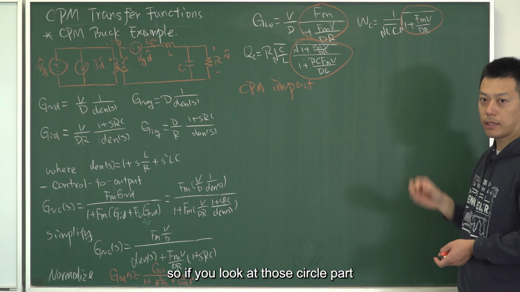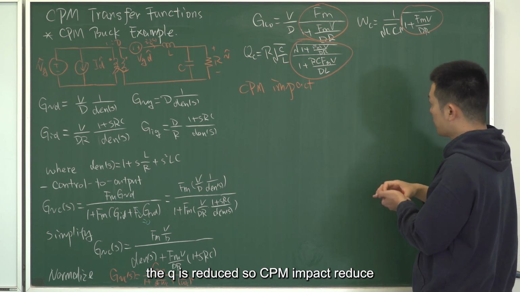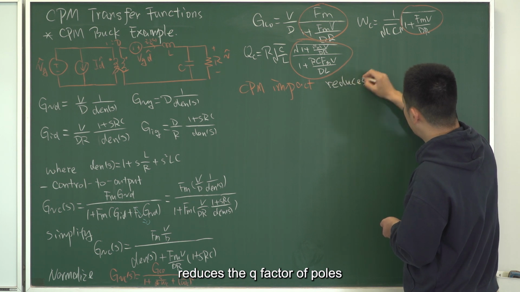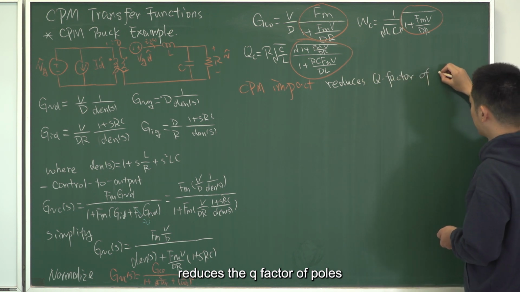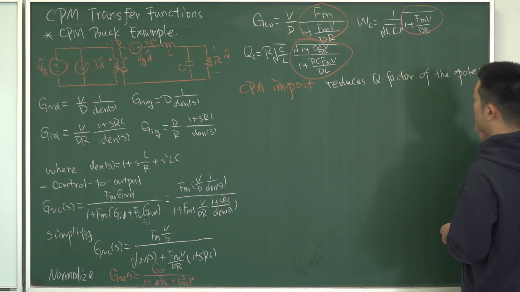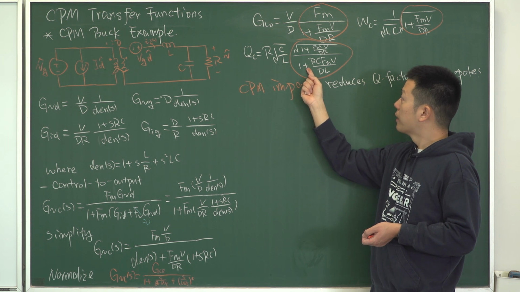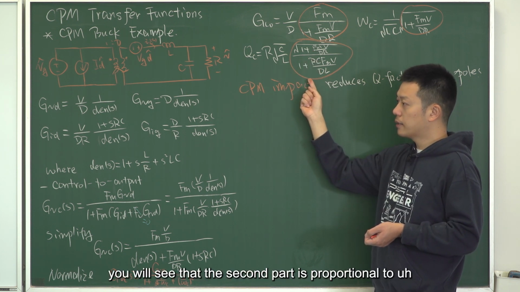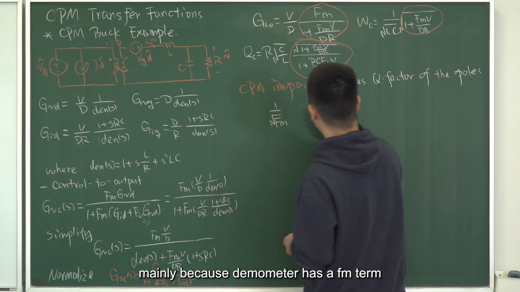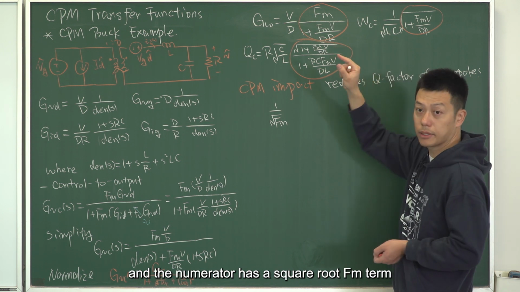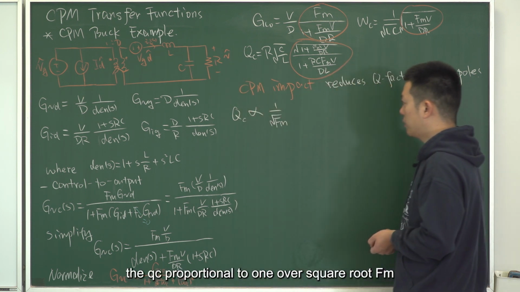If you look at those circled parts, you will see that basically the Q is reduced. So CPM impact reduces the Q factor of poles. And also, if we consider that the fraction part is much larger than 1, you will see that the circled part is proportional to 1 over square root Fm, mainly because the denominator has an Fm term and the numerator has a square root Fm term.